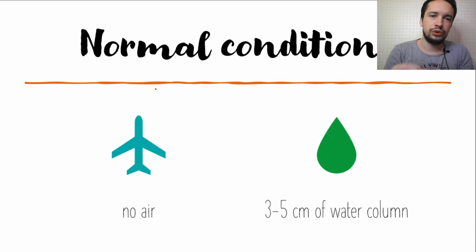Under normal conditions, we haven't got air in the pleural cavity. Also, the intrapleural pressure during the respiratory cycle is mainly negative, 3 to 5 centimeters of water column, relative to atmospheric pressure.